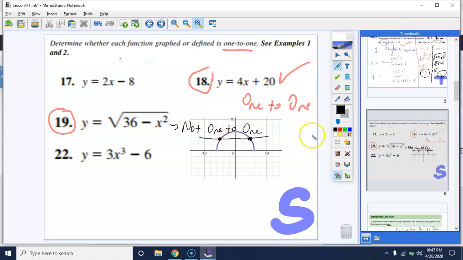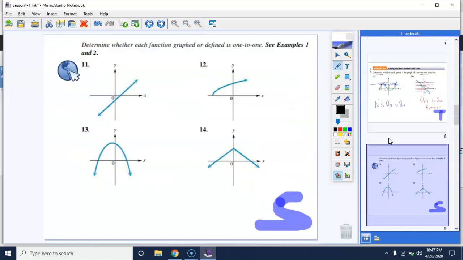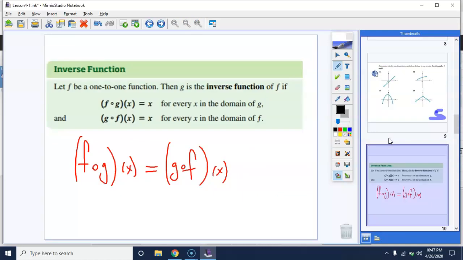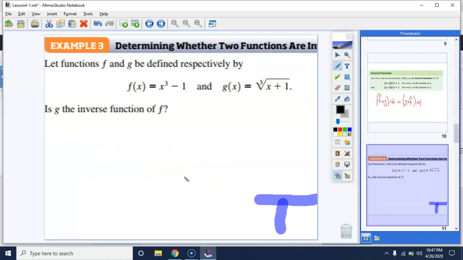All right then, this is part 1 and we are done with this one. Let's move on to the second part. Let's say we got two functions and we want to decide whether they are inverses of each other or not. That's my criteria, that's my rule: f of g of x should be equal to g of f of x. All right, folks, that's my criteria. So let's say we got these two functions. Is g the inverse of the f function?